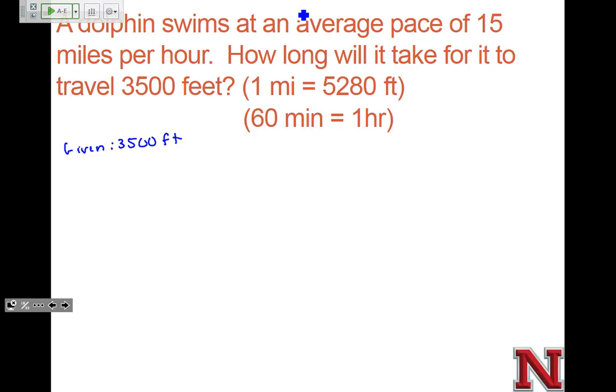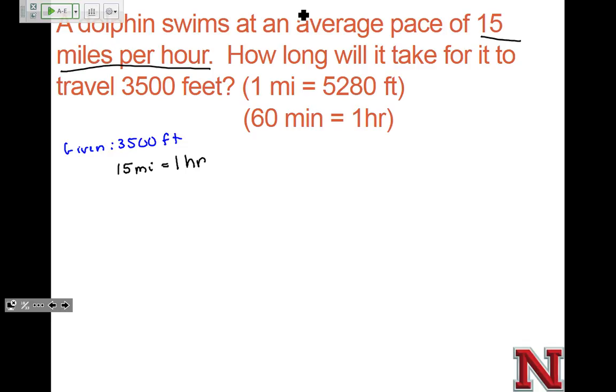We're also given a relationship, and that is for this dolphin, or for dolphins in general, the average is 15 miles per hour, which means for every hour, the average dolphin will swim 15 miles. So that's a relationship given to us in this equation. It's important to recognize when relationships are given to you and when they're measured relationships. And then, of course, these other 2 relationships are known relationships you could look up.